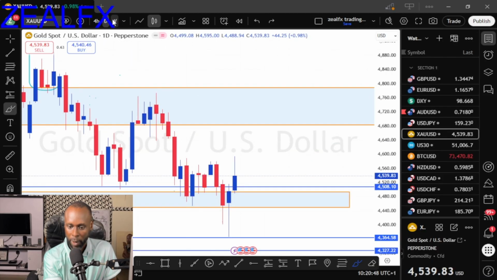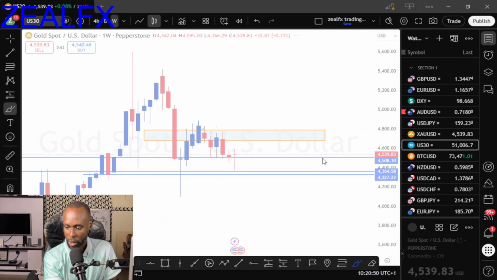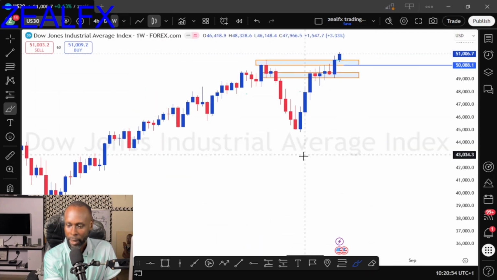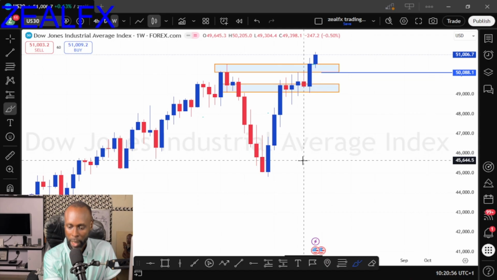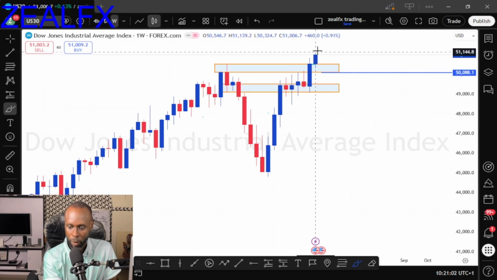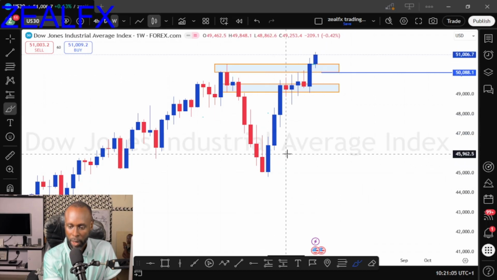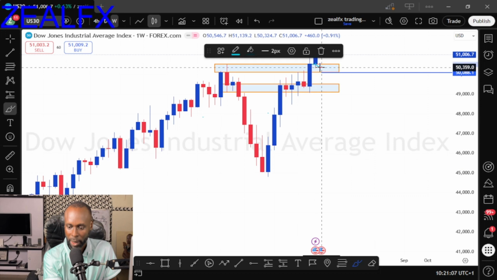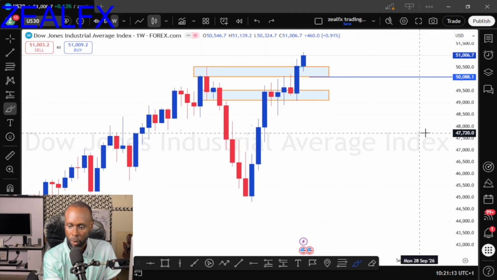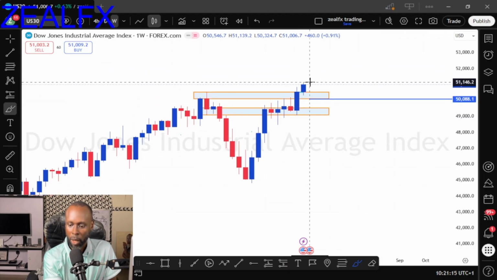Let's look at our next pair, which is the US30. US30 on the weekly time frame gave us a buy setup last week, and you can see that price really did buy. Watch my previous last week analysis. I said I expect price to retest, then we can see more buys on the US30. You can see that that is what price did on the US30. So this week we expect price to continue to push higher on the US30.